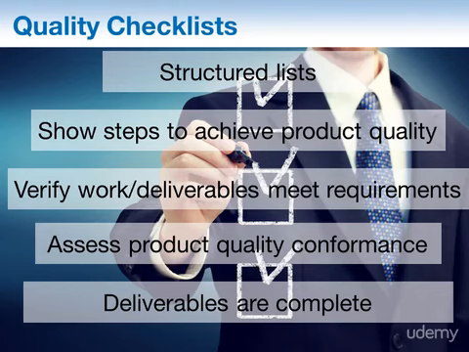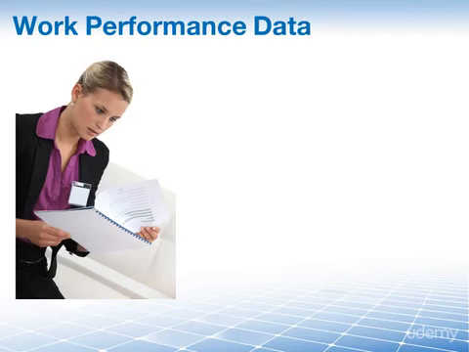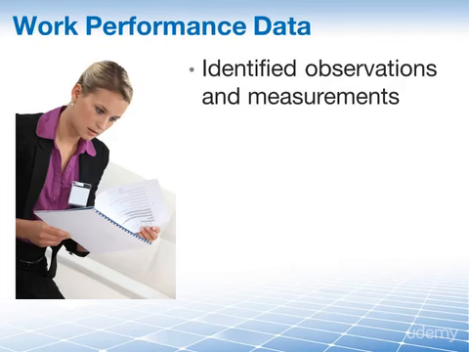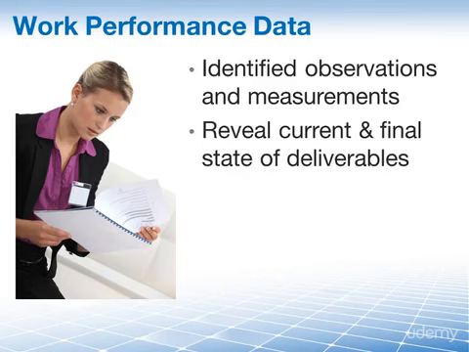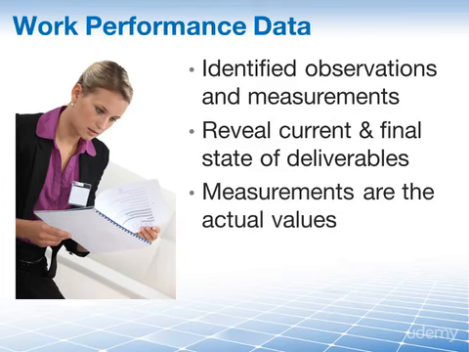Our next input, the work performance data, are the observations and measurements identified while the project work activities are being performed. The work performance data can shed light on the current state of the deliverable and where it should be due to the data being viewed at its lowest level of detail. This is important because now we understand that the measurements are the actual values that were achieved on the project. Work performance data becomes really interesting when you begin to compare them to planned values, the metrics and limits.